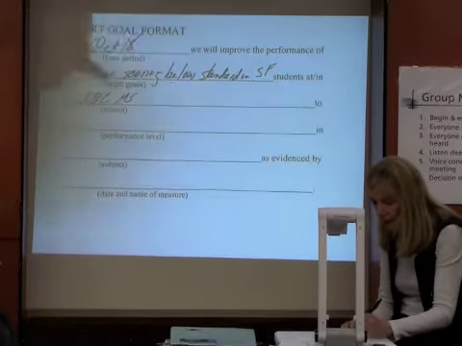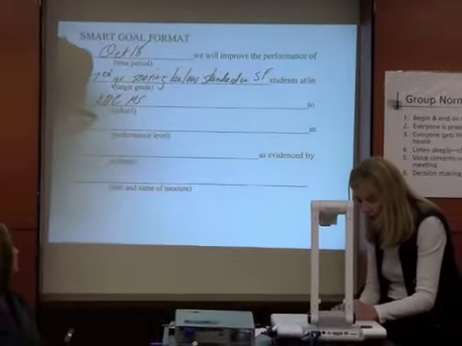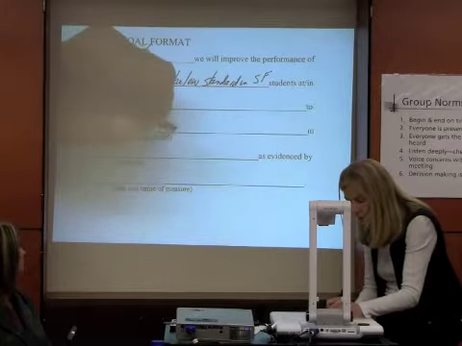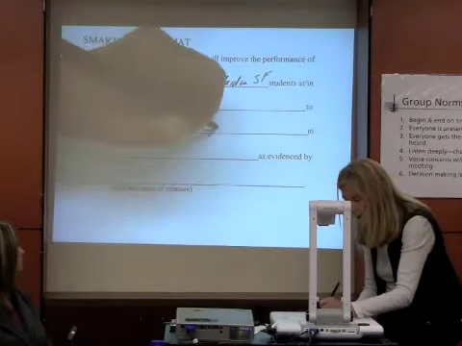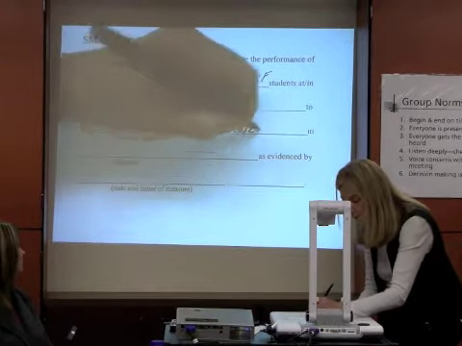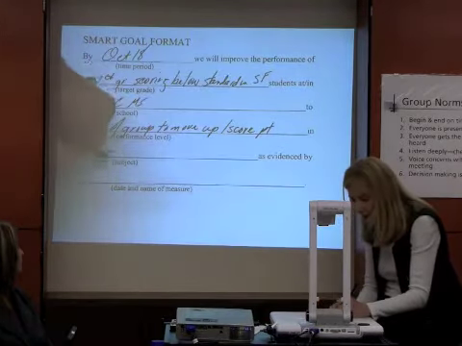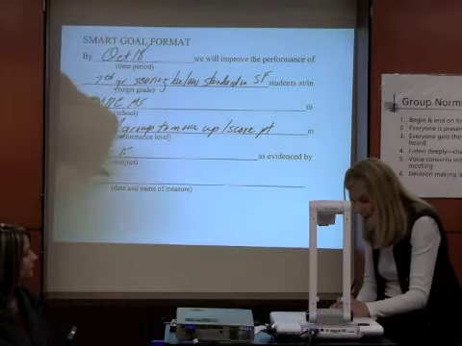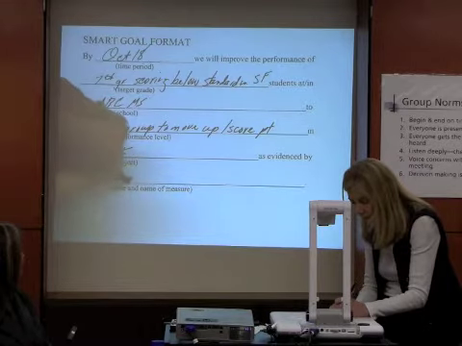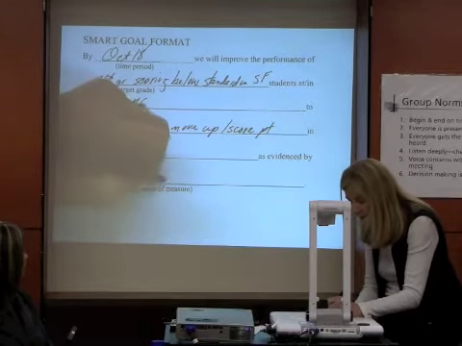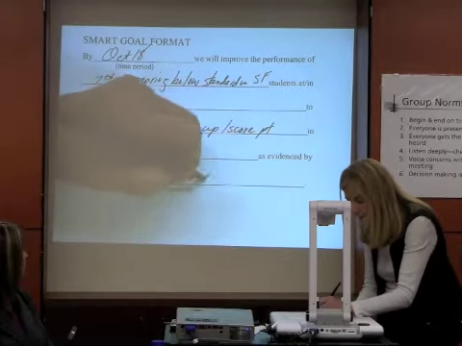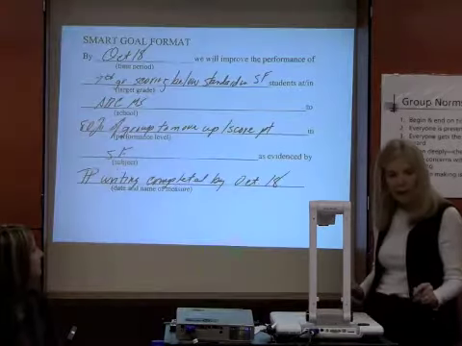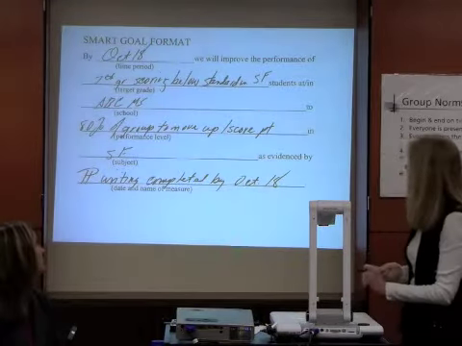Okay, so now our performance level, we want 80%, right, of that group to move up 1 score point. Again, in sentence fluency, as evidenced by paragraph writing completed by October 18th. Okay, did I capture that correctly? I think it's great.